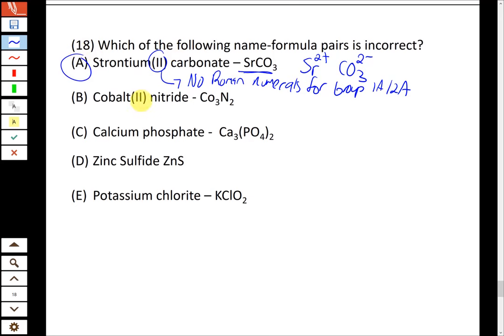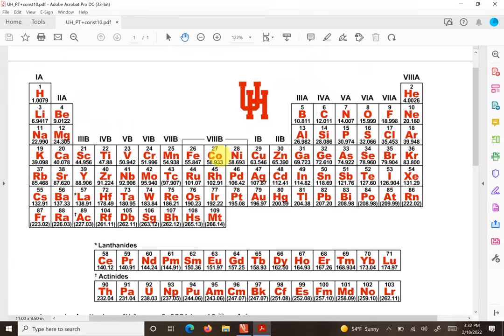So here we have cobalt(II) nitride. So cobalt is Co, and cobalt is here in the transition metals. So anytime you have a transition metal in your formula, you do need to put the charge in parentheses to indicate what it is, because the transition metals can have more than one possible charge. So if you don't indicate that in the name, you're not going to know what the formula of the compound is by looking at the name. So cobalt needs to have its charge indicated, so that one's fine.